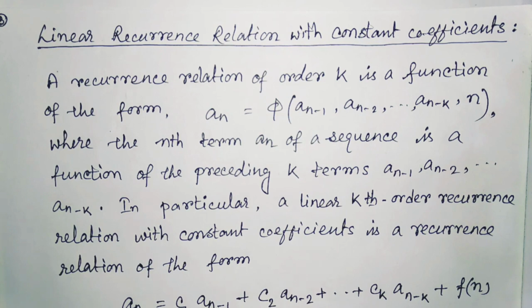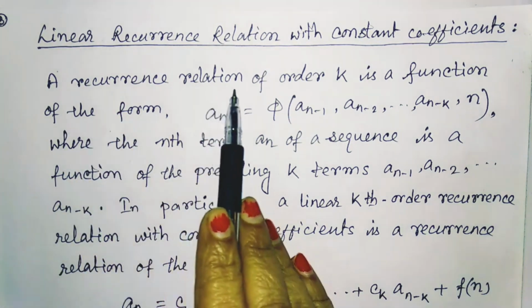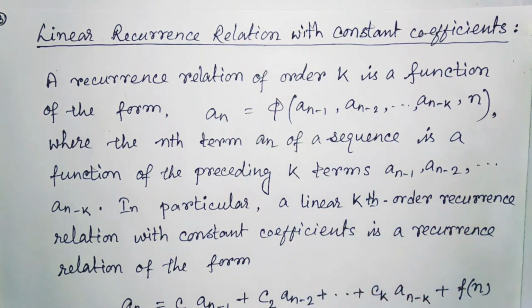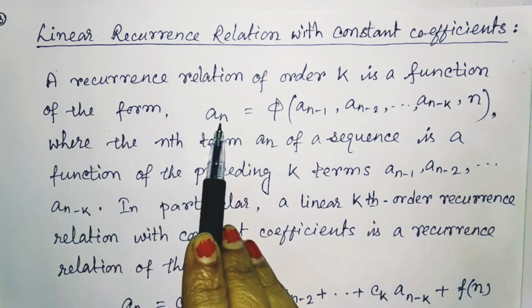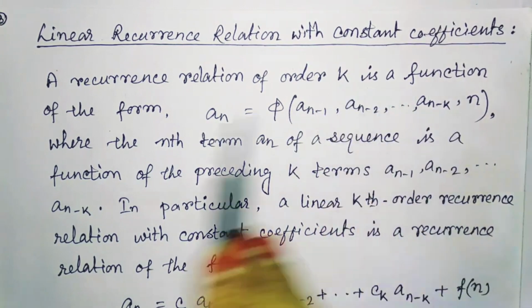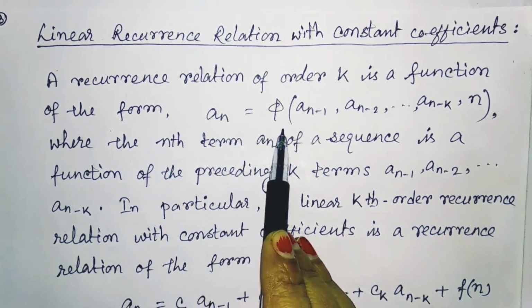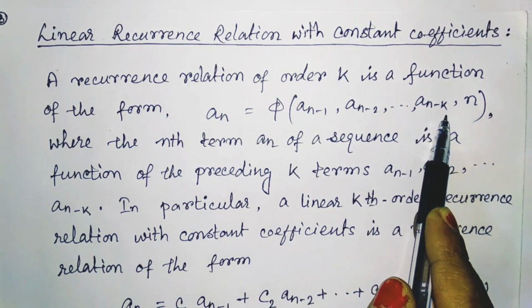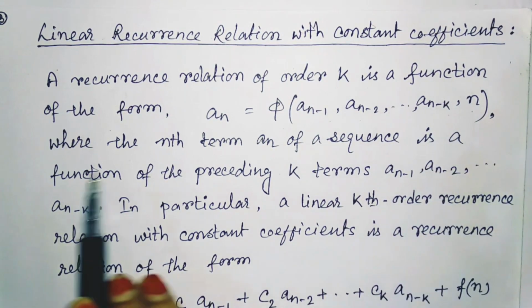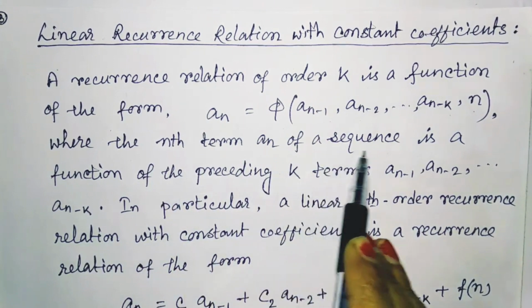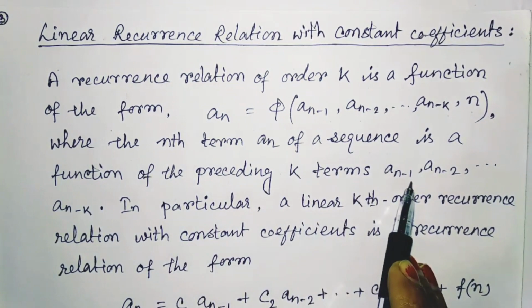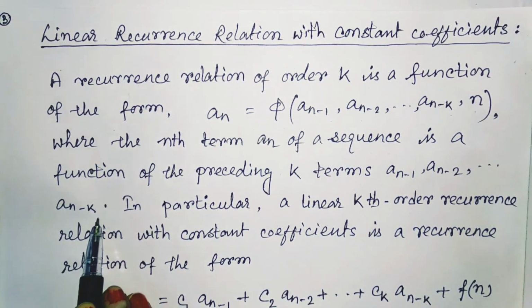In this lecture, we come to know about the linear recurrence relation with constant coefficients, how it looks like and what are the methods by which we can solve such kind of recurrence relation. A recurrence relation of order k is a function of the form an is equal to phi of an minus 1, an minus 2 up to an minus k, and one more term n, where the nth term an of a sequence is a function of the preceding k terms an minus 1, an minus 2 up to an minus k.